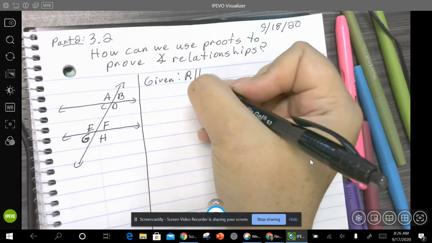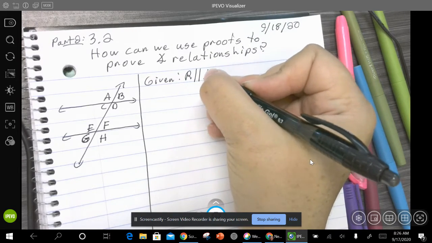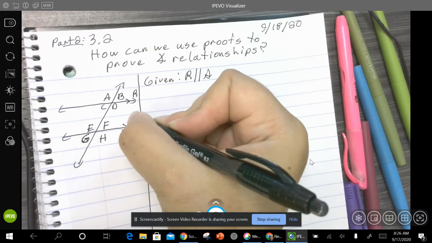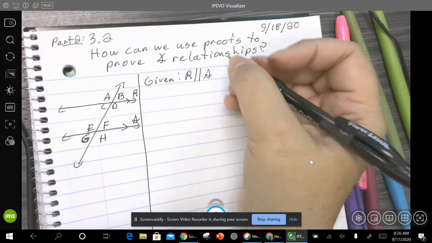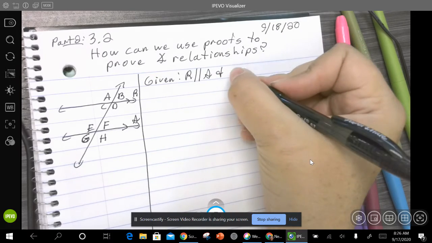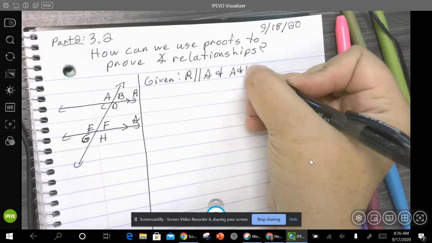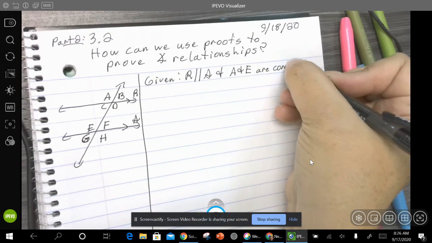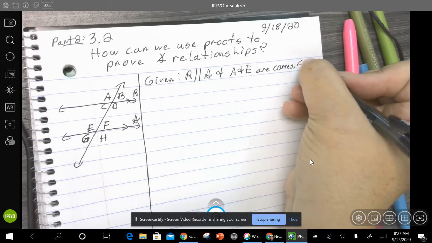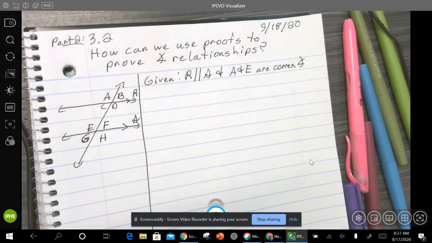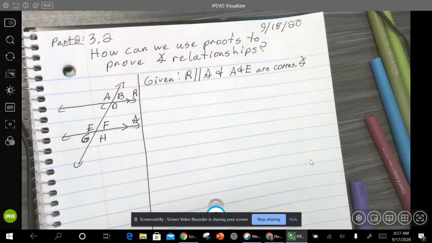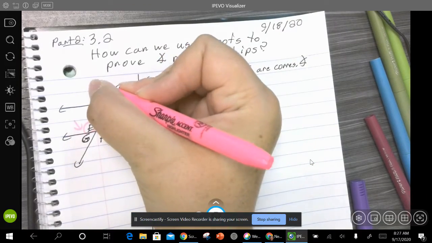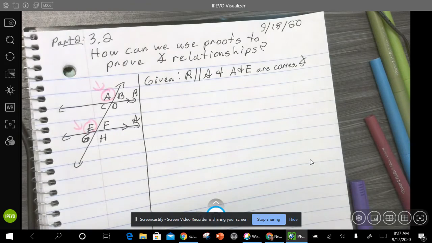that R, okay, so R is parallel to S, and A and E are corresponding angles. Okay, so we're talking about A and E. So A and E right here. Remember, corresponding, same side, skip one.